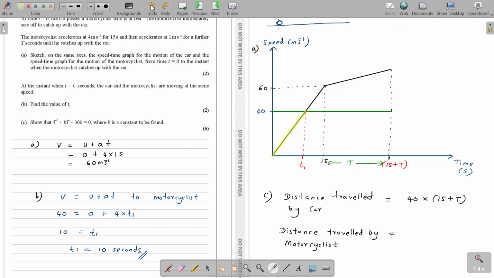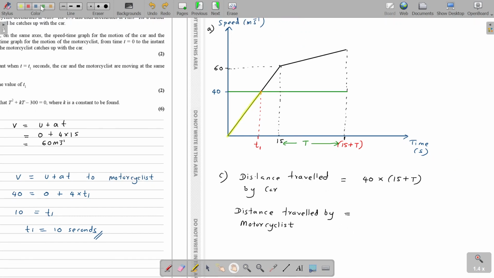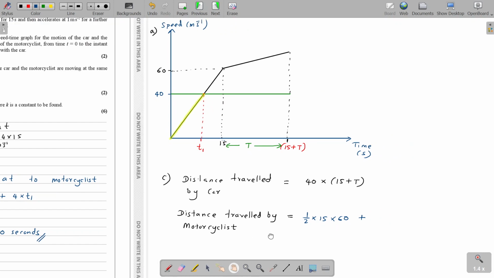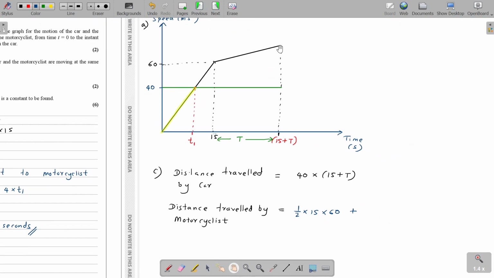So how do we find it? Area of the triangle is half into base into height. Half into, how much is the base? 15 into how much is the height? 60. So I have already found it. Plus for the trapezium, I have to use half a plus b into h. So do we know these values? I need to know this velocity here, isn't it? How do I get the velocity here? Because I need this for the length of the parallel lines.